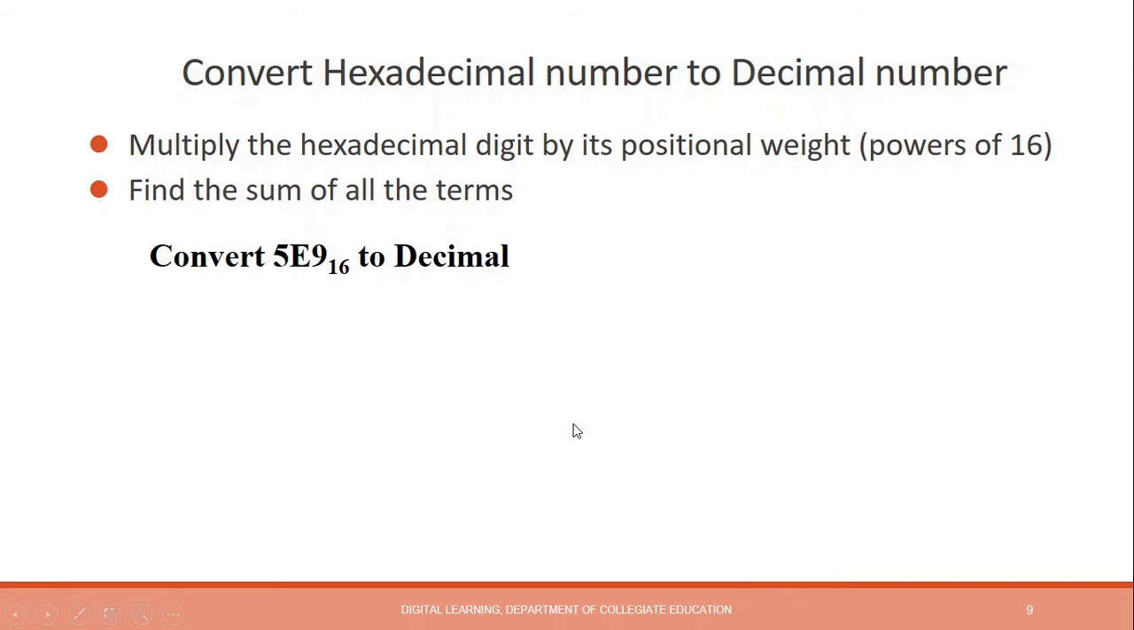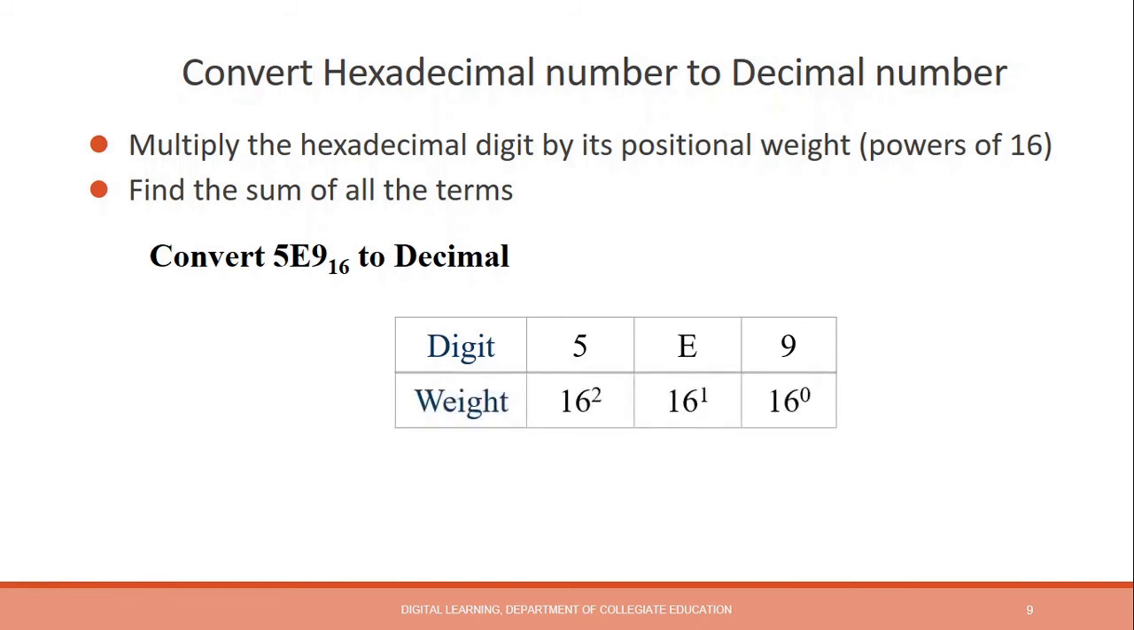Here is the conversion of hexadecimal number to decimal. For each hexadecimal digit, find its positional weight, which are powers of 16. Then find the sum of all the resultant terms. For example, convert 5E9 in hexadecimal to decimal. The given symbols are 5E9.